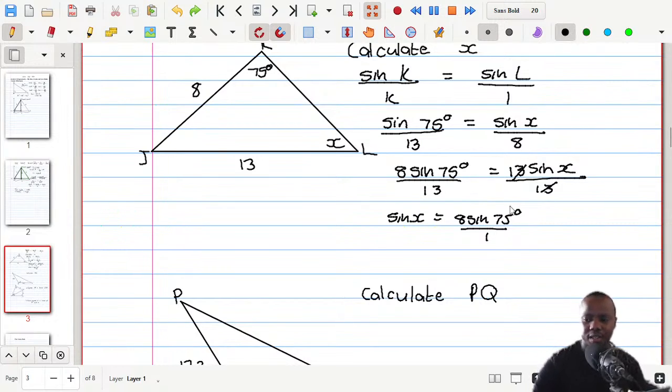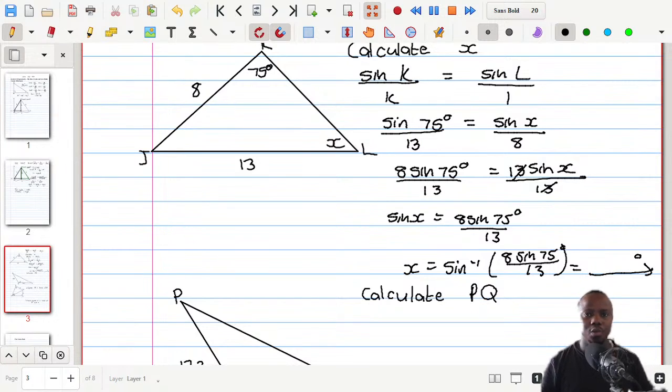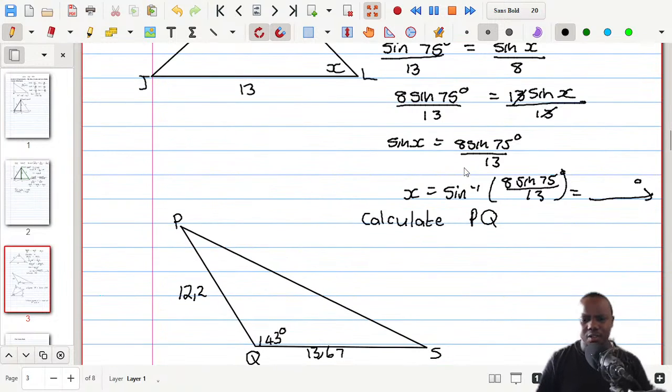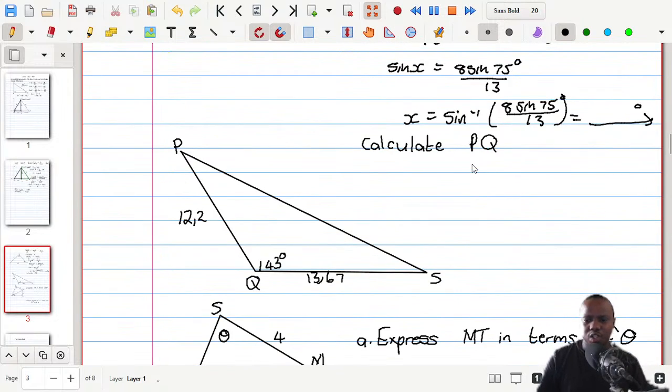Instead, what you can do is write it as is, and then you're going to say x equals, we're trying to solve for x, so we need to take the arcsine of 8 sine of 75 degrees over 13. When you type this into your calculator, you actually get the value of x, which is an angle in degrees. Awesome. I hope that this makes sense to you guys, and I hope that you understand exactly how we go about doing this. Brilliant. You can type this into your calculator and then get your final answer. But for now, let's move on to the next question.